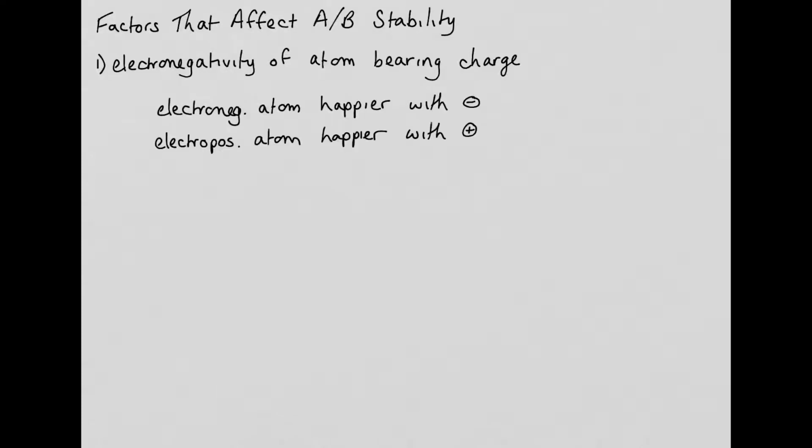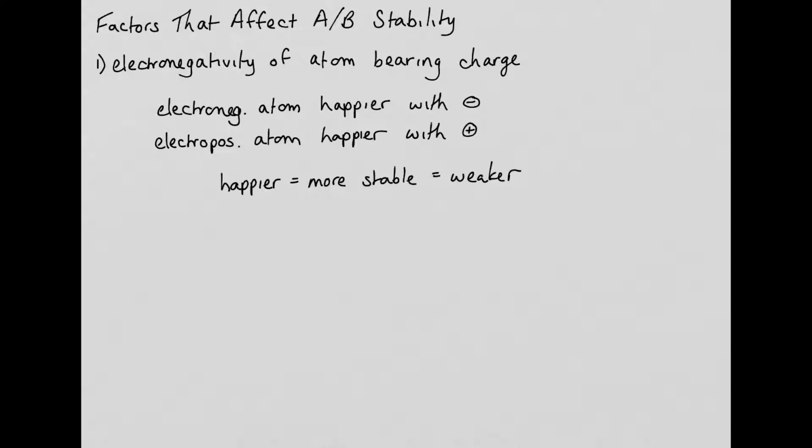The first factor that we will consider is the electronegativity of the atom bearing the charge. An electronegative atom will be happier with a negative charge. An electropositive atom will be happier with a positive charge. By happier, I mean more stable, indicating the weaker acid or the weaker base.